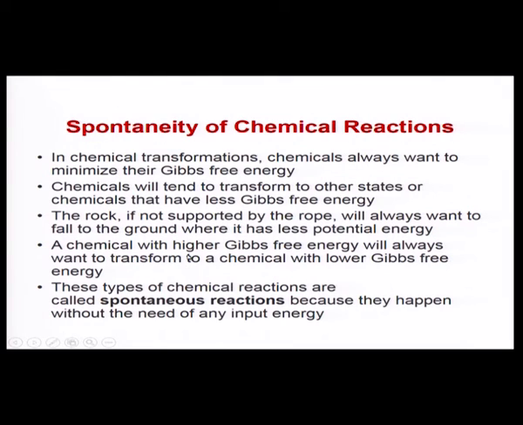So this is the spontaneity of the particular reactions happening. These types of chemical reactions are called spontaneous reactions, because they happen without the need of an energy input. If we want to reverse it, then we have to supply energy. That is not natural.